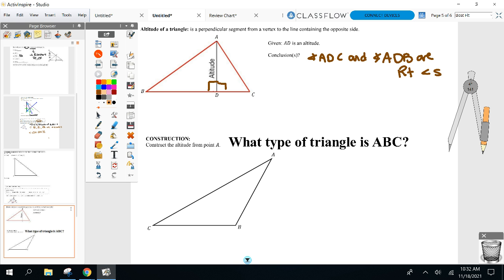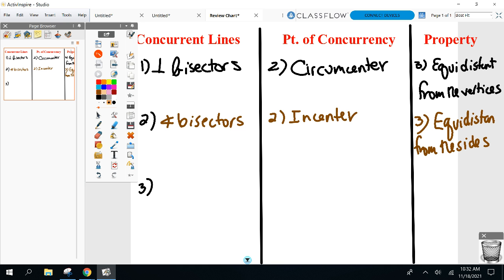What do you think is going to happen to all 3? What's been the common theme here today and yesterday? If I drew all 3 altitudes in, what do you think is going to happen, Cal? They intersect. Where? Just at the same point. They're going to intersect at the same point, correct. All right, so if I'm adding to my chart here, perpendicular bisectors, angle bisectors, and now altitudes all intersect at the same point. Grab your compass and straight edge.